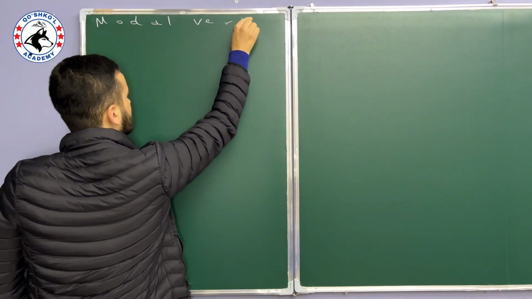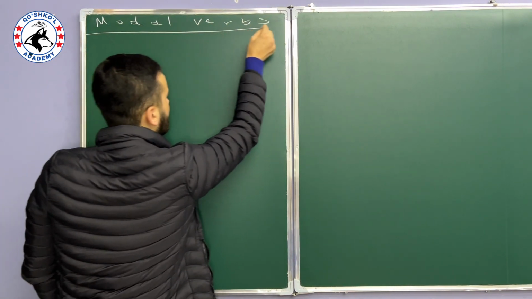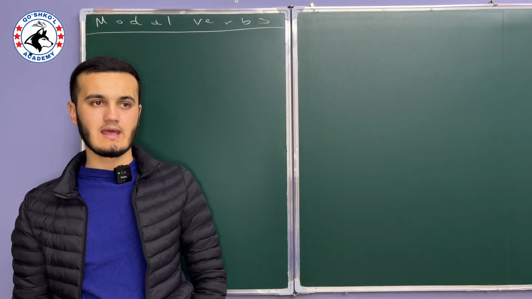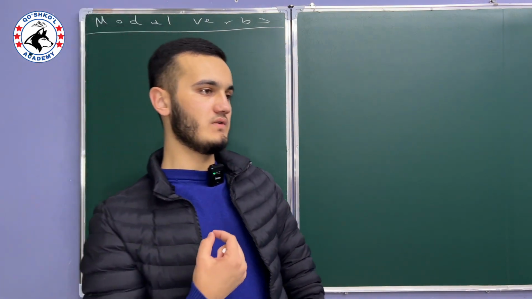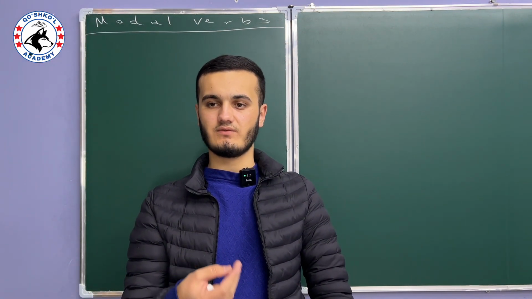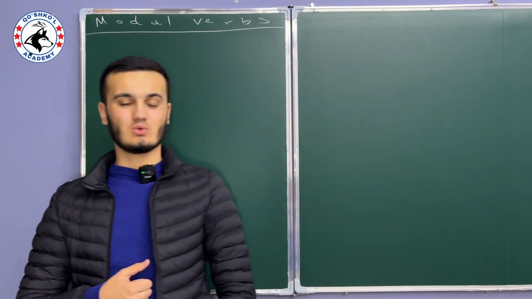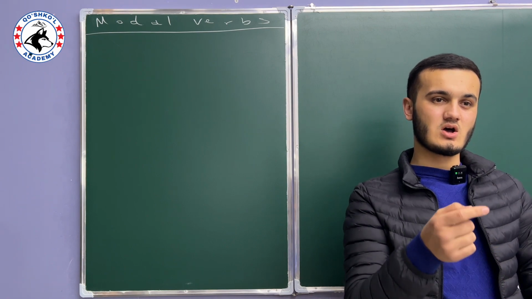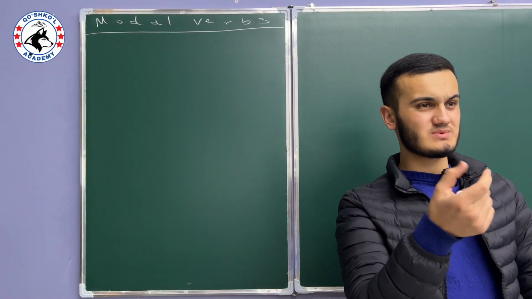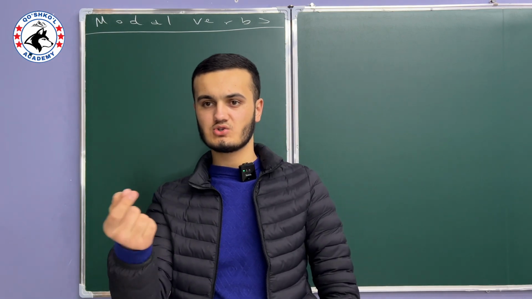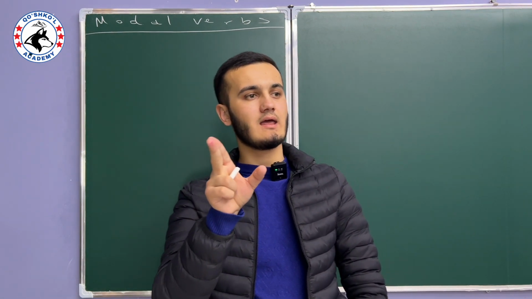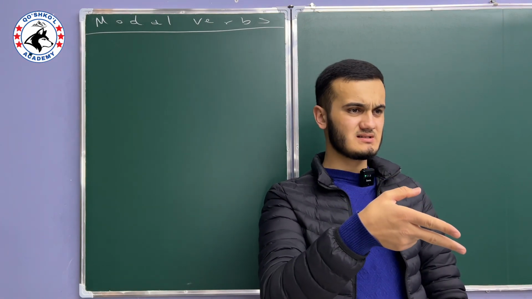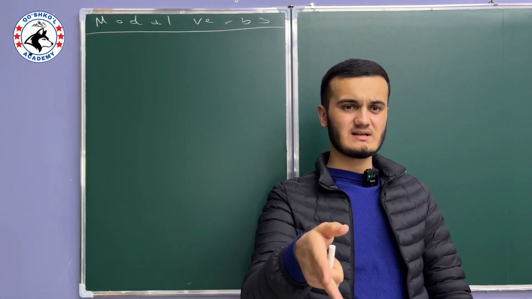Modal verbs. Modal verbs are translated as modal fe'llar into Uzbek. When we use modal verbs, what are they? First of all, the usual first question. So, modal verbs are literally the brothers of auxiliary verbs. Auxiliary verbs, you know, they are to be, to have, to do. They help to make a verb tense for present simple, for present continuous, for present perfect simple, and so on.